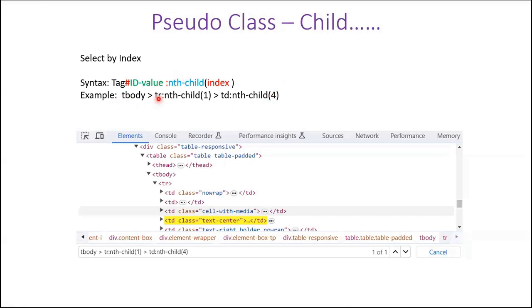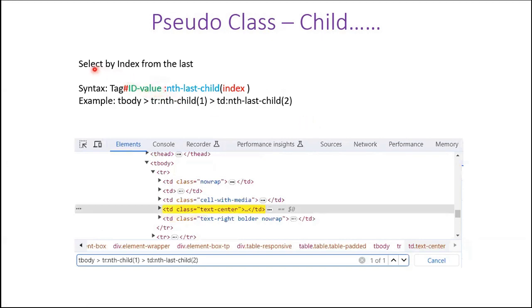Then here we can use the approach nth child and we can pass the index number. Like here tbody tr, so there are multiple trs available. If we use nth child 1, passing the index 1, it will highlight the first tr. Then again we have td colon nth child 4, so it will go to the fourth td. You can see here 1 2 3 4, so it highlighted the fourth child.